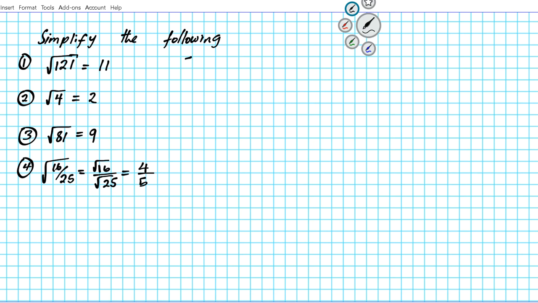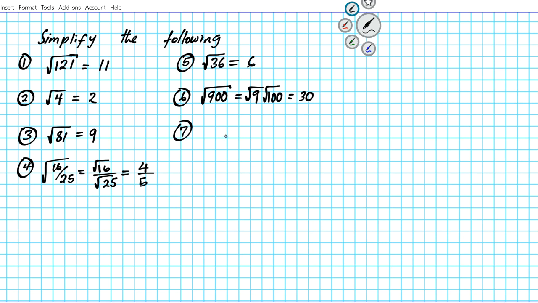Number 5, what is the square root of 36? Well, since we know 6 squared is 36, the square root of 36 is 6. Number 6, what is the square root of 900? Well, we have the square root of 9 times the square root of 100, right? So the square root of two perfect squares, square root of 9, square root of 100, and that's basically going to be 3 times 10, which is 30.